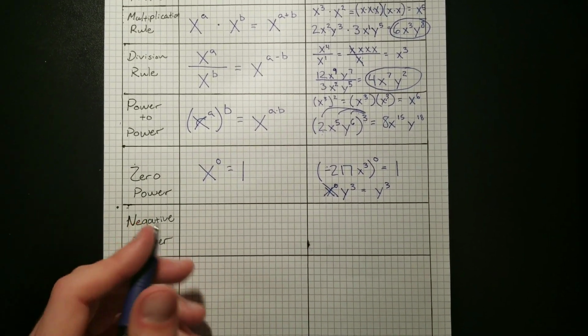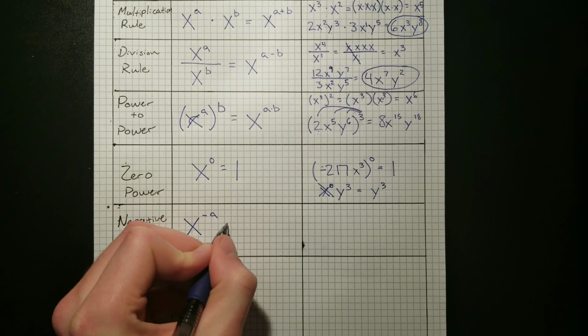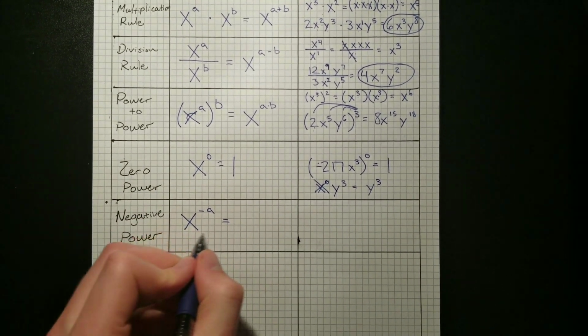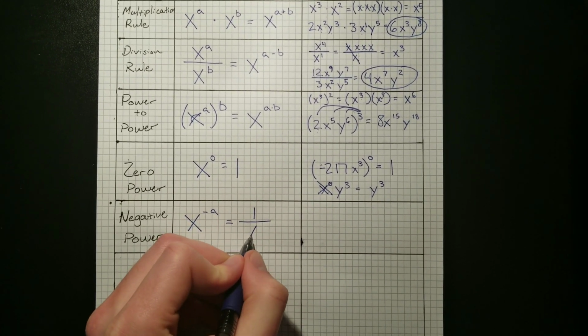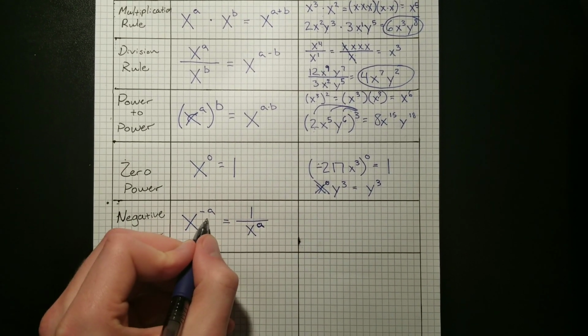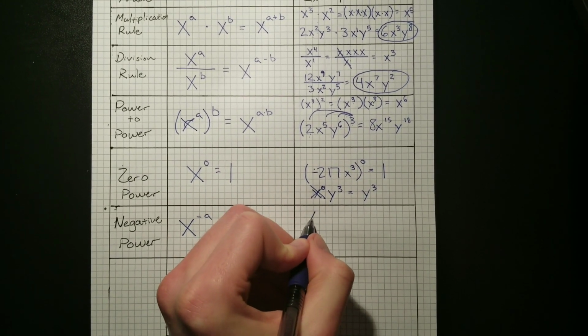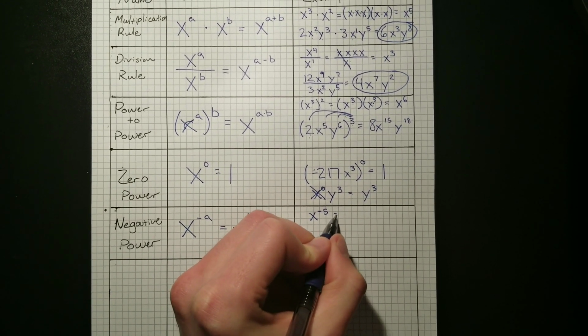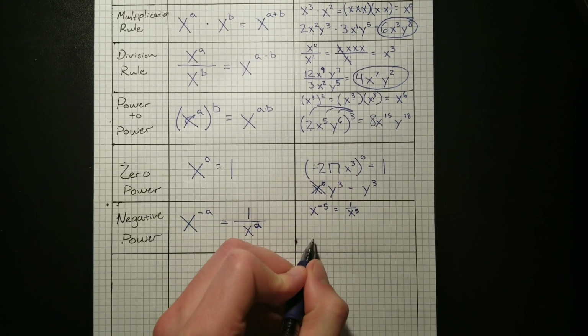Finally, negative powers. We talked about that yesterday. Let's say x to the negative a. We talked about how those make fractions. So in this case, it's going to be 1 over x to the positive a, right? Anything to a negative power becomes 1 over that to the positive power. So let's say you had x to the negative 5th. You'd write that as 1 divided by x to the positive 5th.